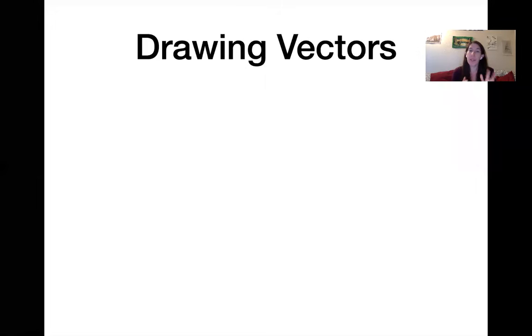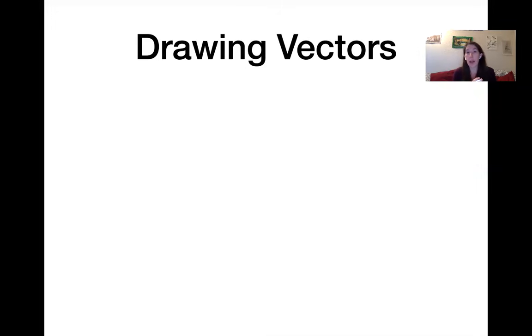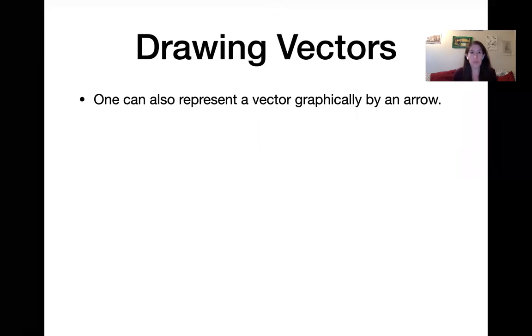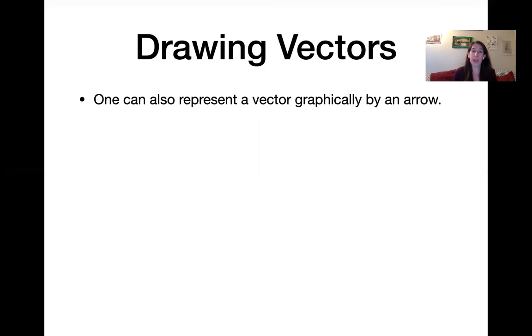Hi everyone. So we learned that a vector is a mathematical object that has both magnitude and direction. In this video, we're going to discuss how we can represent these vectors by drawing them. So one can represent a vector graphically with a little arrow, like this one.